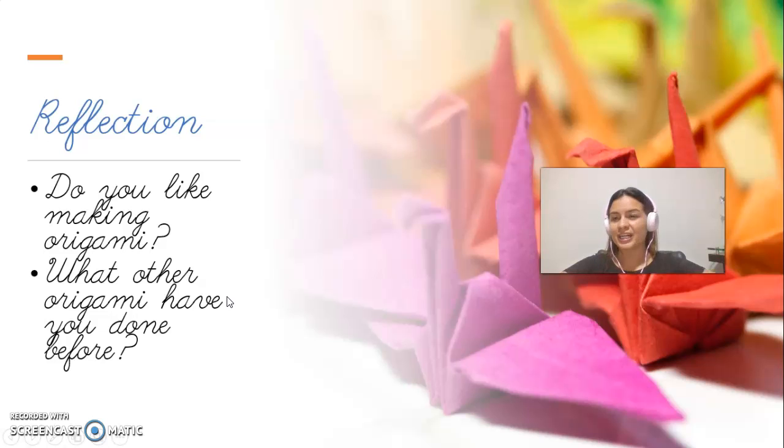And when you finish, you can come to the reflection and you can answer these two questions. Do you like making origami? What other origamis have you done before? For example, I am a very big fan of origamis, but I prefer watching them than reading them. And I have done a swan, like this one in this picture. I have done a dog, and I have done a cube. Yes, I really like origamis.